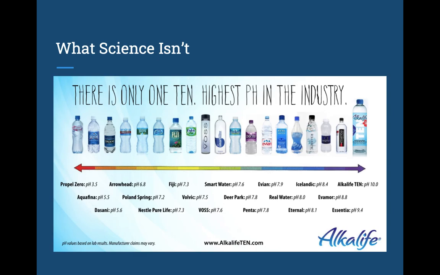So right here, a clue that this is all crap that we're looking at on the screen is my heading that says what science isn't. But if you look at this diagram, this image, it looks pretty sciencey. I mean, you got water, right? So it says there is only 110 highest pH in the industry, and you've got all these bottles of water lined up, and then you have their pH values listed at the bottom.